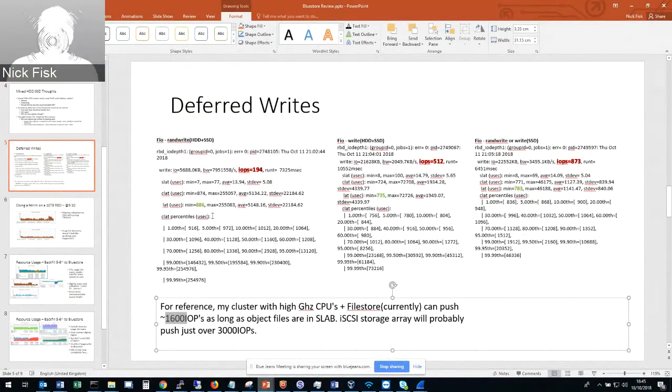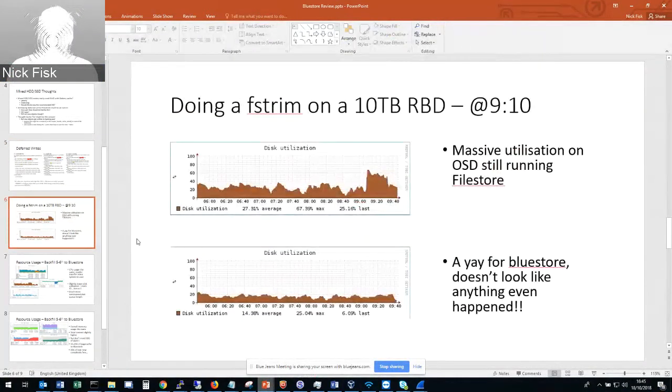If you're interested, I've just got a couple of other real life captures I've done as I've been upgrading our next cluster to BlueStore, just how the performance is impacting from more of an external view, if that's interesting. Sure.